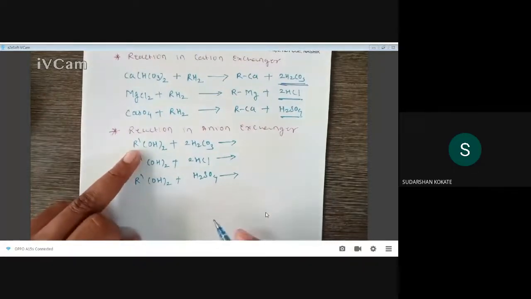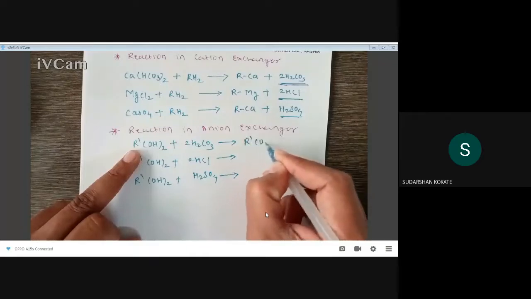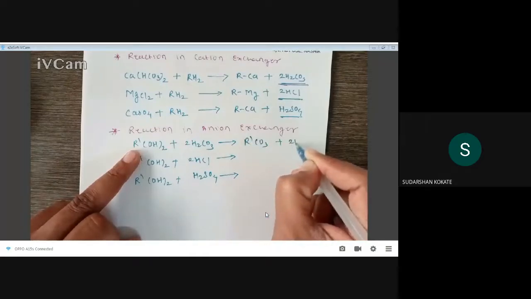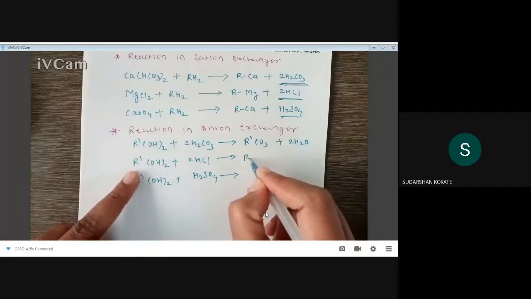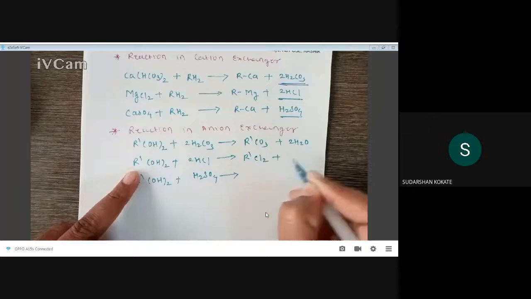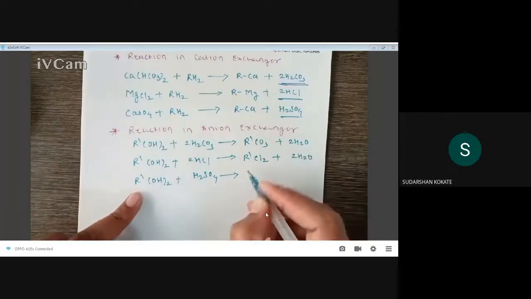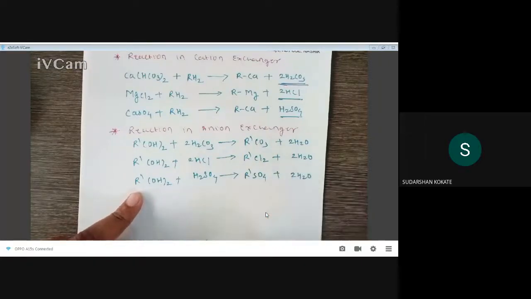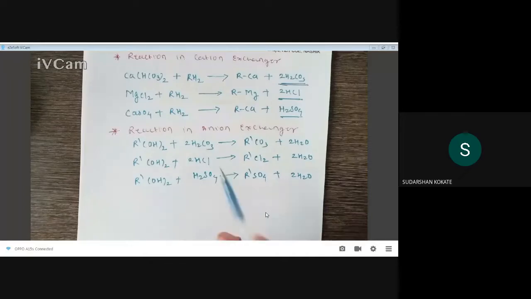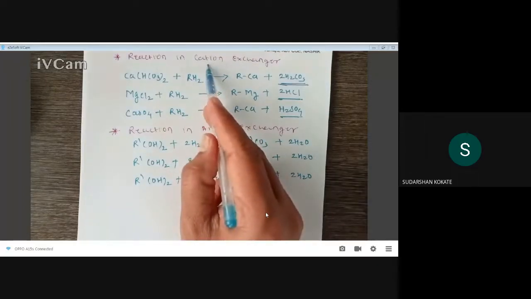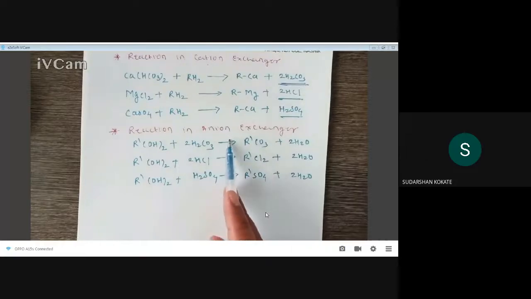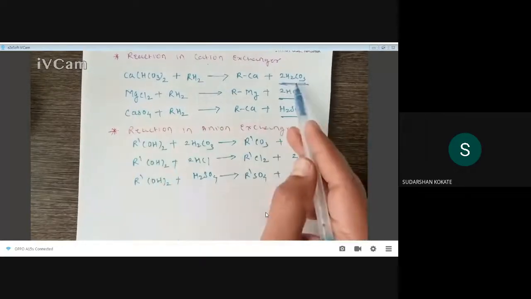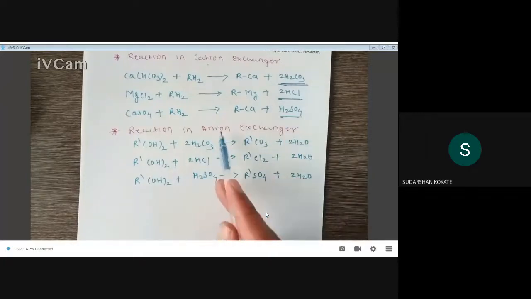It can form R dash CO3 plus twice H2O. Here it forms R dash Cl2 plus twice H2O. Here it forms R dash SO4 plus twice H2O. So this is the reason hard water is passed first through the cation exchanger resin, followed by the anion exchanger resin, because during the treatment it forms acidic impurity, and that acidic impurity can be removed in the anion exchanger chamber. Okay, understood this point? Yes.